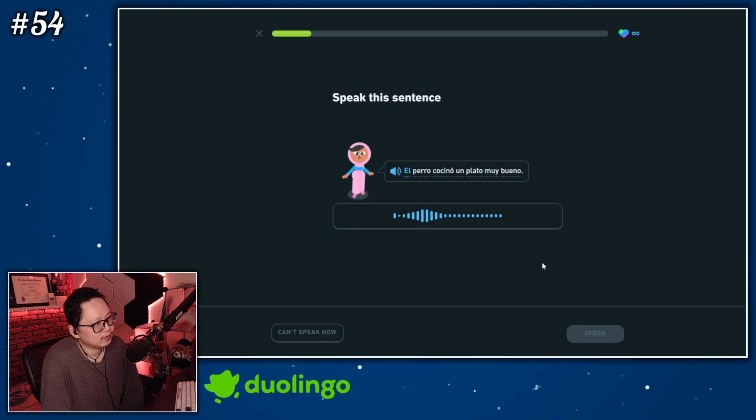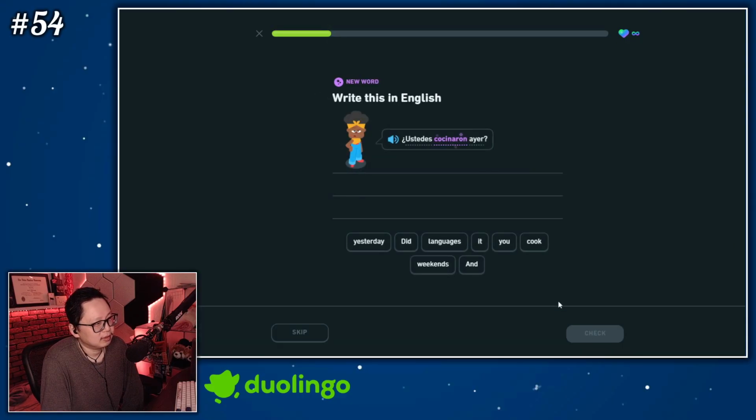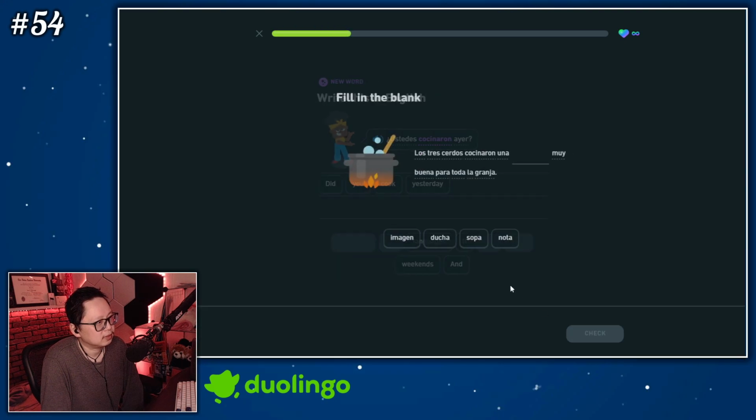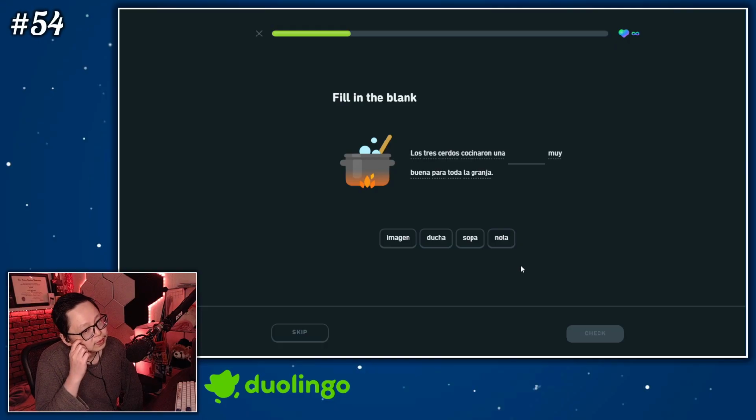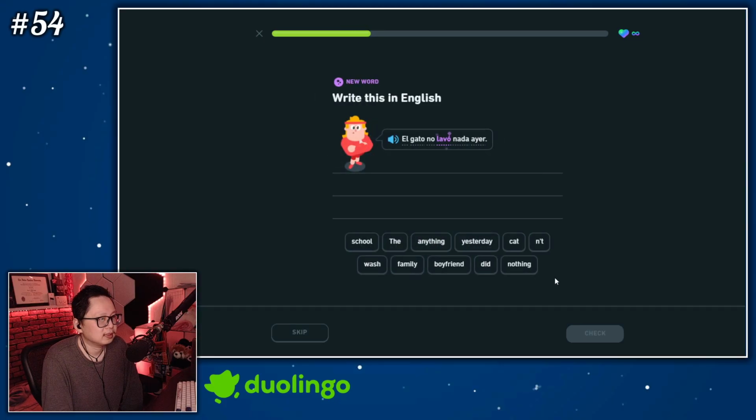El perro cocinó un plato muy bueno. ¿Ustedes cocinaron ayer? Okay. Did y'all cook? Los 3 cerdos cocinaron una... Oh, you know what? No. I think there's a joke here or something. Sopa muy buena para toda la granja. El gato no lavó nada ayer.